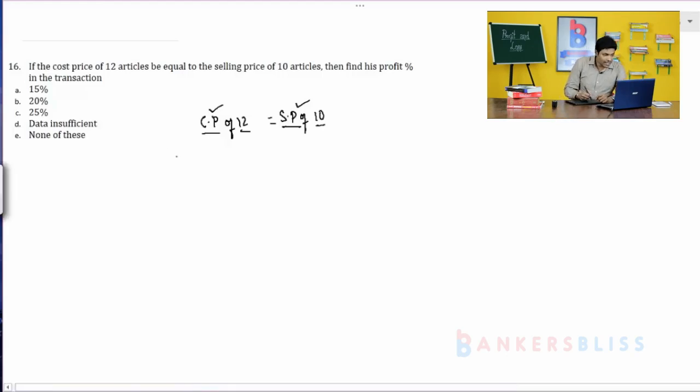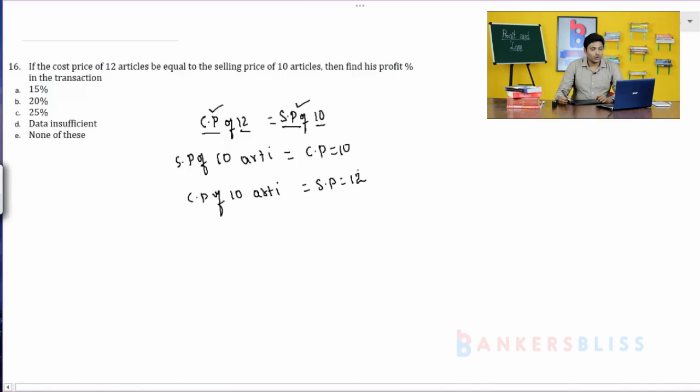Okay, means selling price of 10 articles is equal to cost price, that is 10. Okay, this is very important. Selling price of 10 articles is equal to cost price, that is 10. Next, cost price of 10 articles is equal to selling price, that is 12.